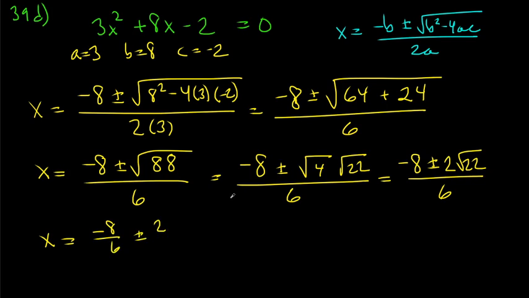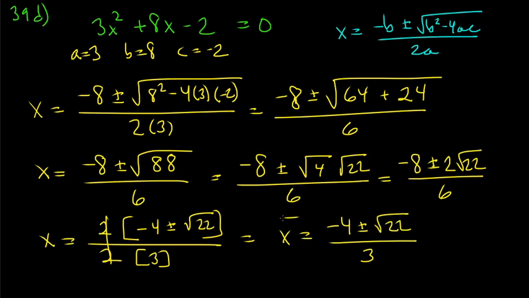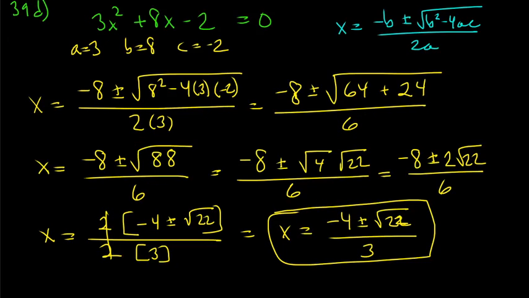Actually, we don't have to split this up, you could, but you're just dividing both by 2 here. So if I factor out a 2 from the numerator, I get negative 4 plus or minus the square root of 22, and then divided by 2 times 3. Right, the 2's cancel. So x is just going to be negative 4 plus or minus the square root of 22 over 3. Because these are irrational numbers, you're allowed to leave it with the plus or minus in this case. Okay, so we'll go on to number 40 and 41, and then we'll be done.